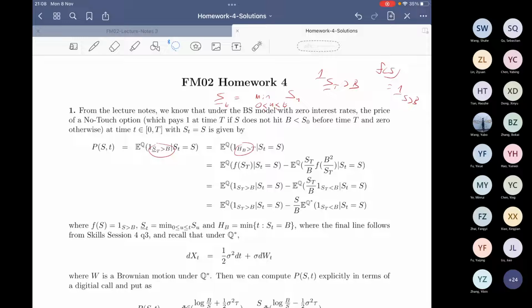But what is relevant from earlier is that the price of a general barrier option which pays F of S_T, more precisely, if the minimum stock price is greater than B, we saw that it was given by this difference of two European option payoffs. So the original F payoff minus this reflected payoff, if you like, we could call it a shadow payoff.